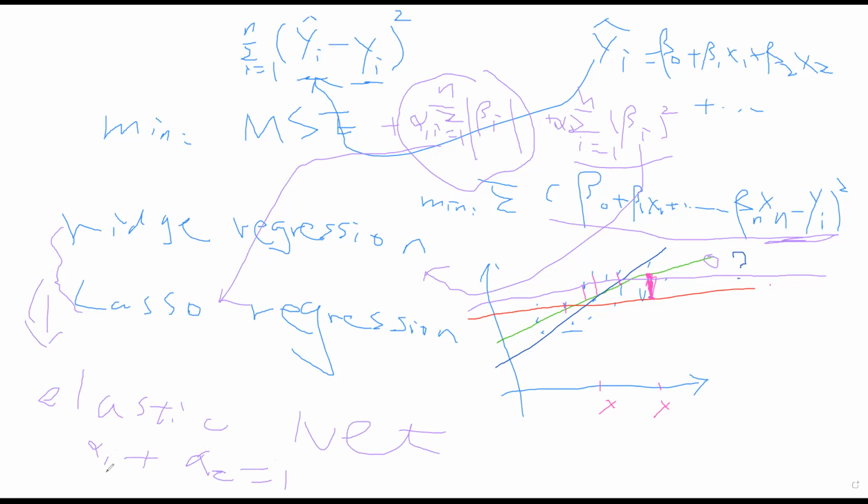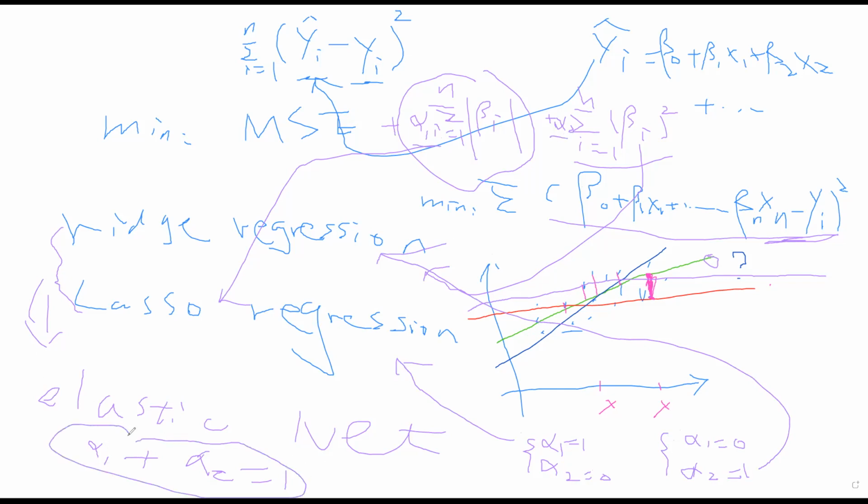So if alpha 1 equals 1 and alpha 2 equals 0, it's really just the lasso, as I just mentioned. But if alpha 1 equals 0 and alpha 2 equals 1, then it's going to be the ridge. So I can simply use alpha 1 and alpha 2, and with this definition, if they're not 1 or 0, then it's a combination, which is called elastic net.